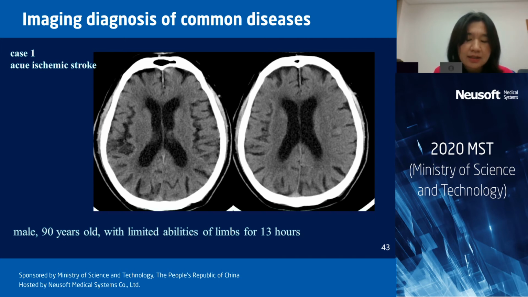A 90-year-old man with limited ability of the limbs for 30 hours. Brain CT was scanned. Patchy low density of the lesion in the left and right basal ganglia. CT also showed brain atrophy with enlarged ventricles.